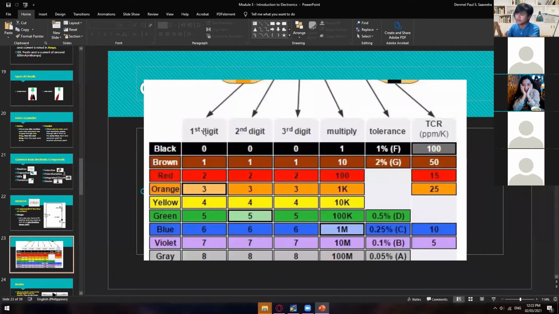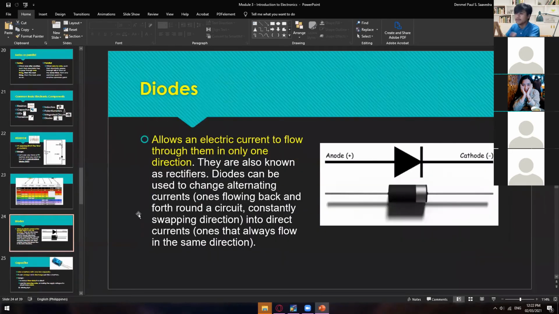So you're going to read that by the first digit and then the second digit only, and then the multiplier next, and then the last one is tolerance, right? If you want to learn how to measure a resistor, you can always visit YouTube. There's a 2-minute tutorial on how to read a certain resistor. Okay, and then we have here diodes.